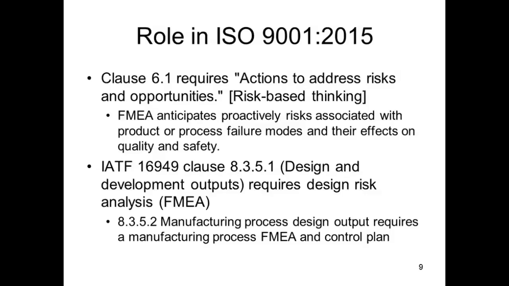But CAPA is usually invoked after the fact, after something goes wrong. FMEA tries to identify and prevent it before it goes wrong. We look, how can this go wrong? What controls can we implement to prevent it? IATF 16949 requires design risk analysis, that's design FMEA, and the manufacturing process design output requires a process FMEA and control plan.